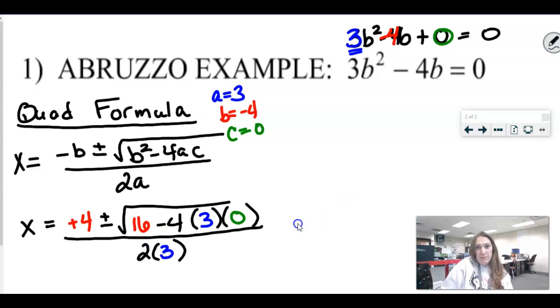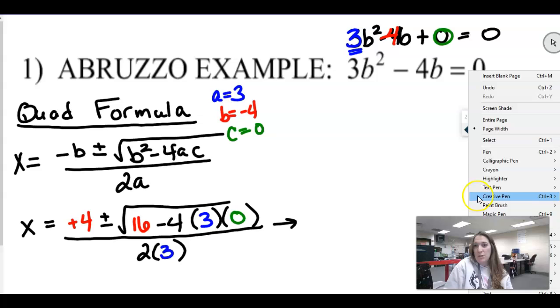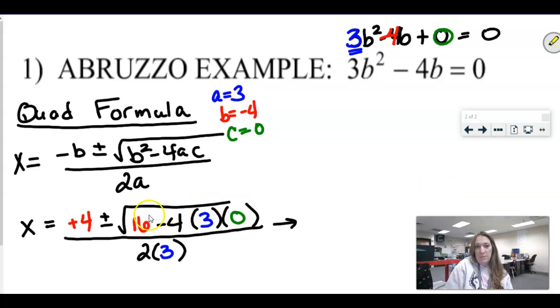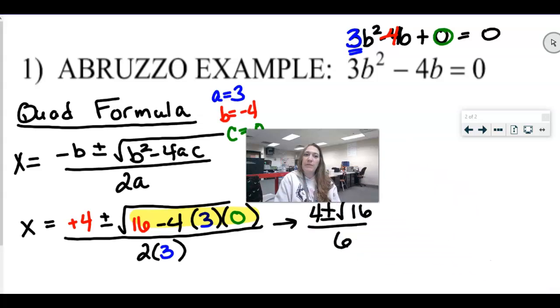So now we get to have fun simplifying this. I always have you guys calculate the discriminant first. So I'm going to use a little highlighter. What I mean by the discriminant is all that stuff underneath the radical. And this one actually kind of works out nice because this 4 times 3 times 0, that whole back part of it is 0. So you just end up with the square root of 16. So I have 4 plus and minus the square root of 16 over 6. And of course, we know what the square root of 16 is. Get the face out of the way.